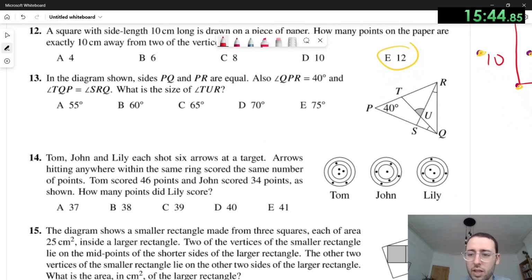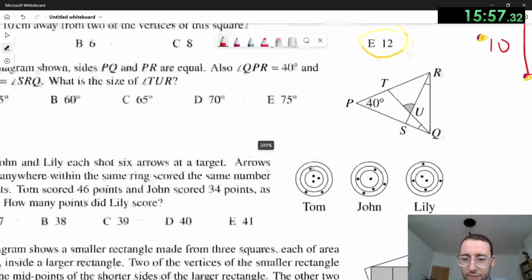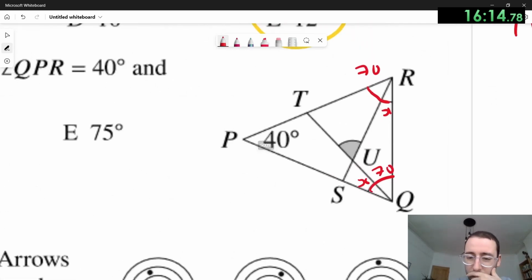In the diagram below, PQ and PR are equal. Also, QPR is 40. Okay, so it's an isosceles triangle. So if that's 40, these add up to 140, so they're each 70. So 70 and 70, and that's X, and that's X. 70 and X, 70 and X.